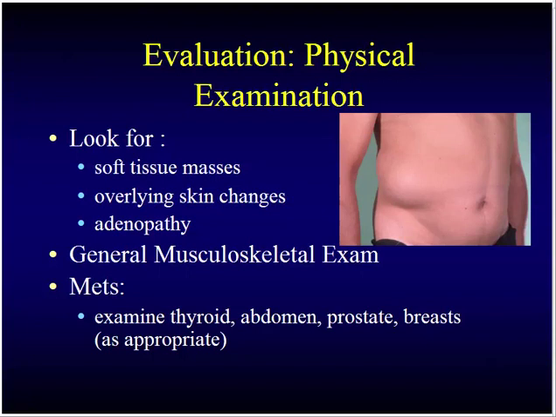So working this person up, we're looking for what? Soft tissue masses, of course, which is what brings it to people's attention, or perhaps pain, overlying skin changes, and it's always important to check for adenopathy. So do a good general musculoskeletal examination, and if you're thinking about metastatic disease, don't forget you need to examine or work up thyroid, abdomen, prostate, and breasts.